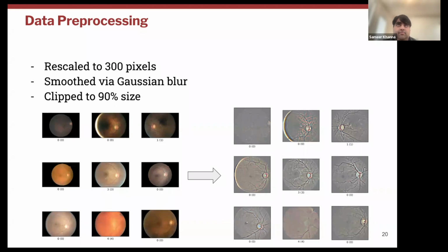All images are pre-processed via the procedure used by the winner of the Kaggle Diabetic Retinopathy Detection Challenge. Images are rescaled such that retinas have a radius of 300 pixels, are smoothed using Gaussian blur, and are clipped to 90% of the original size to remove boundary effects. Here, we can see examples of both the original images on the left and the corresponding processed images on the right.